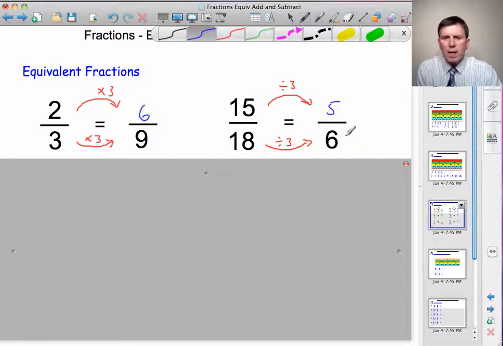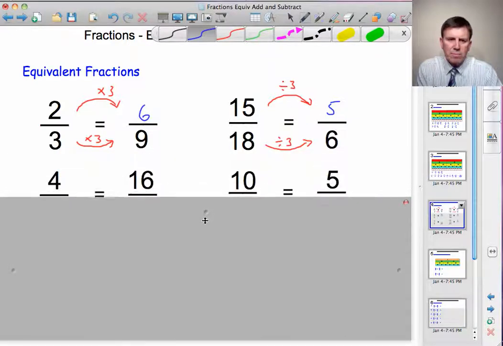Now that's what we call cancelling. We've given the fraction in a simpler form. The smaller the numbers, the simpler we consider it to be. But it's still the same fraction, it still has the same value. Let's move down now and look at another pair.